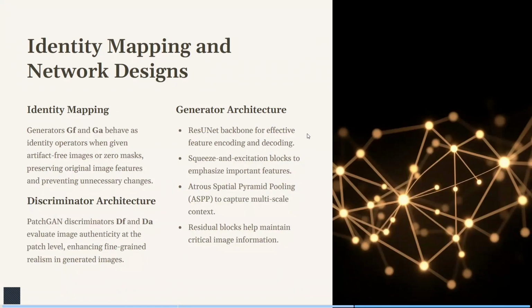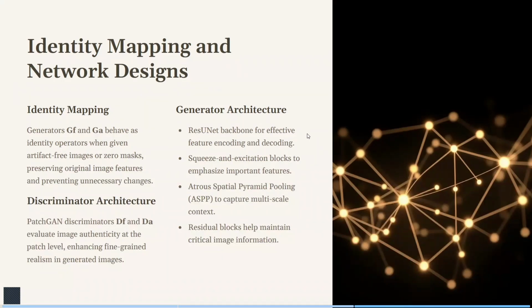The discriminators DF and DA follow the PatchGAN architecture. Instead of evaluating the image as a whole, they analyze smaller patches. This makes them better at catching subtle inconsistencies or local artifacts that might go unnoticed at a global scale.